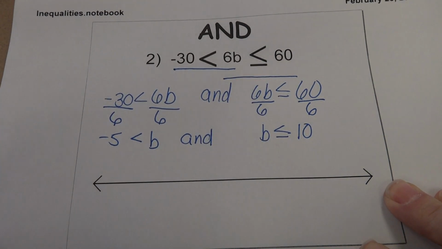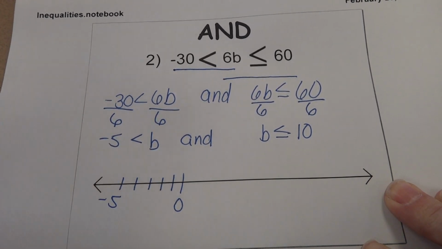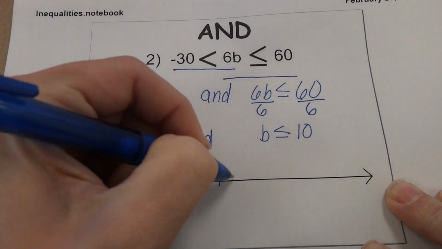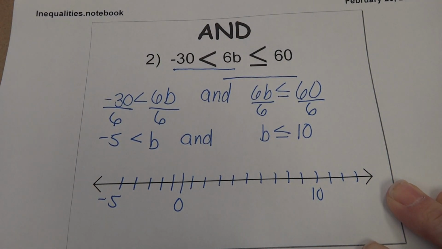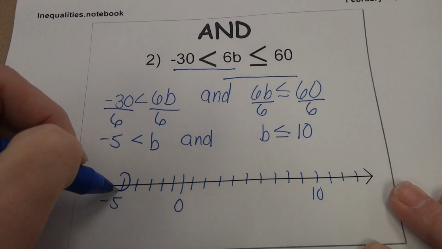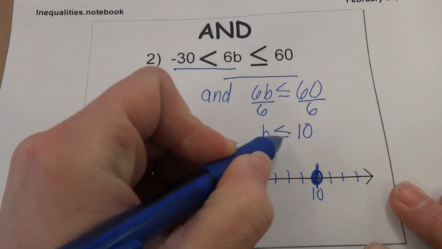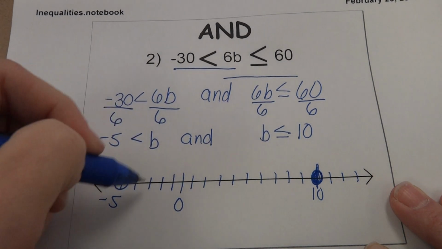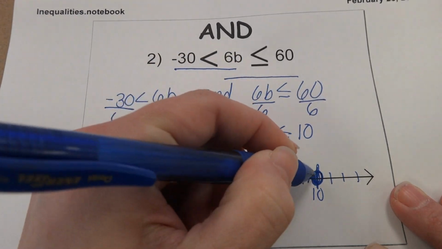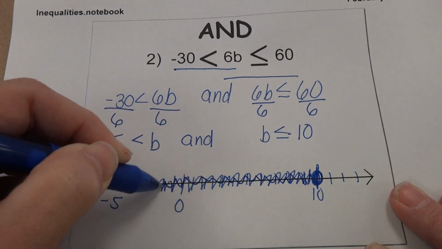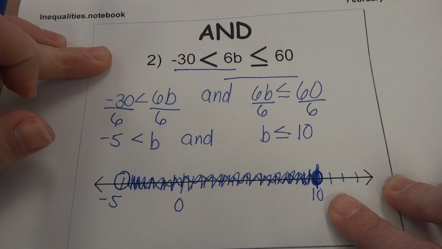So now I'm ready to label my number line. So I'm going to put a 0 here. 1, 2, 3, 4, 5. I only need to see up to negative 5 on that side. And 1 through 10 on the right-hand side. So I have an open circle on negative 5. I have a closed circle on 10 because I have that equal to sign. So now this says b is greater than negative 5, so I shade in the greater direction, but I stop at 10 because b has to be less than or equal to 10. So all the numbers shaded in between our two bound marks are solutions to our compound inequality.